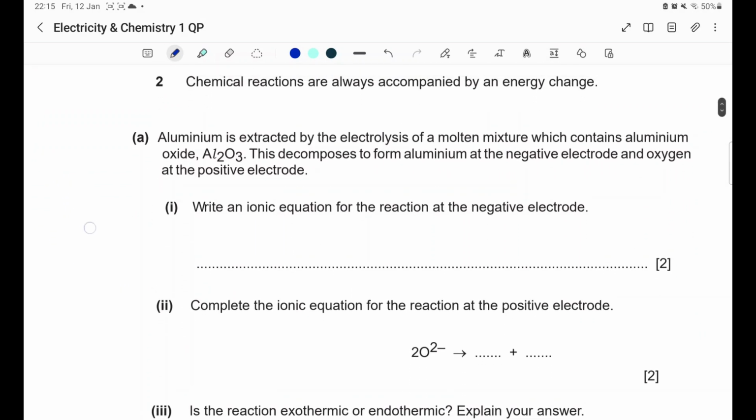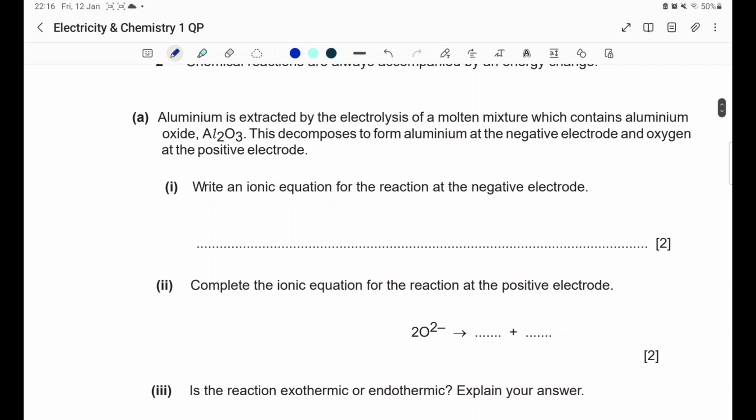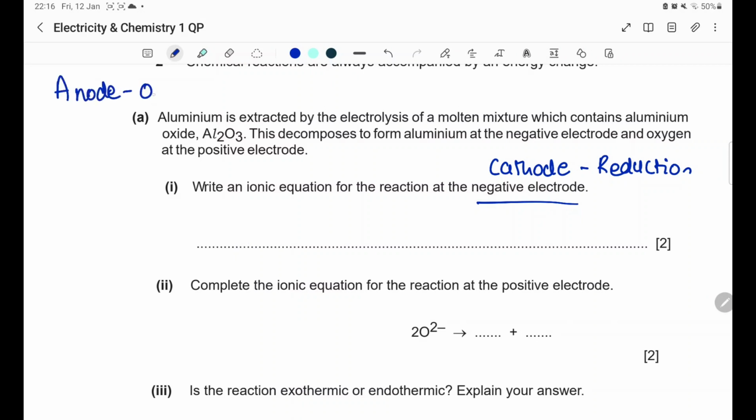Okay, so aluminum is extracted by the electrolysis of a molten mixture which contains aluminium oxide. This decomposes to form aluminium at the negative electrode and oxygen at the positive electrode. Write an ionic equation for the reaction at the negative electrode. So the negative electrode is cathode. And at cathode, there is reduction. Always remember this. Anode has oxidation. Anode, oxidation, cathode, reduction.